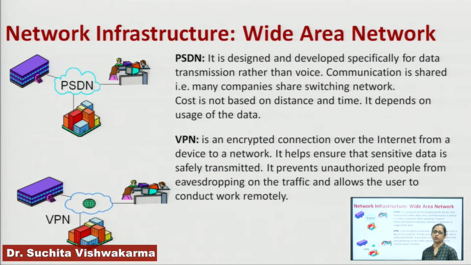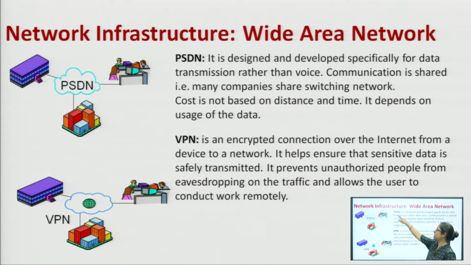So, we have two kinds of network infrastructures, as you can see, that is the PSDN and VPN. PSDN is designed and developed specifically for data transmission rather than voice, and communication is shared, that is, many companies share switching networks. Cost is not based on distance and time, but is based on the usage. As you can see, all the people can share it. That means it is not something personal or owned by the organization. It is made available to all the organizations, and the information can be shared on a public forum.